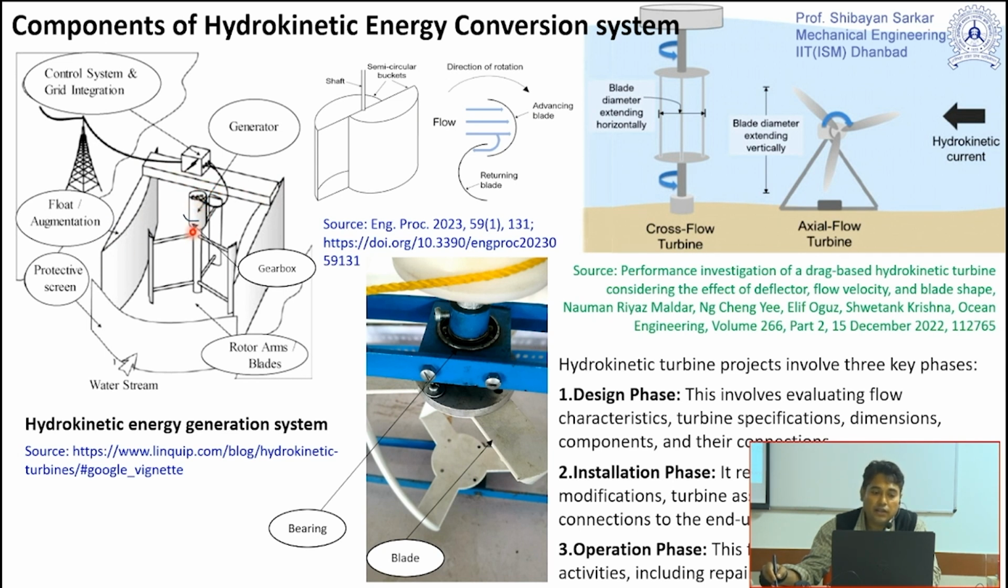This hydrokinetic turbine, this is the main shaft of this hydrokinetic turbine. Sometimes it is called the rotor arm. This total setup as a whole is called rotor, where these blades will be there as well as this shaft will be there. Now here in this particular part, there will be bearing as well as there will be connection of the generator, where this mechanical energy will be converted into electricity.